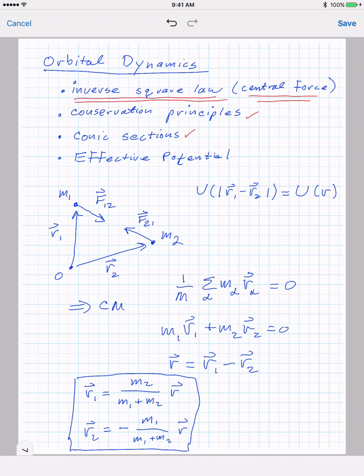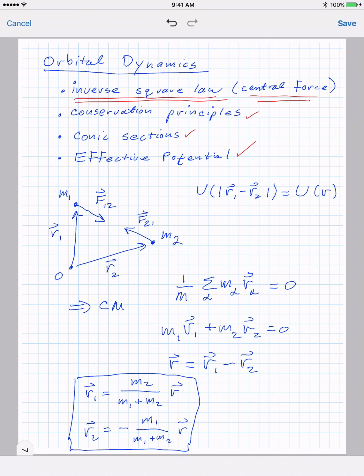And one of the really key concepts of this topic is something known as an effective potential. And so an effective potential is a way of including angular momentum effects, but in a one-dimensional dynamic just on the radius coordinate. All right, so let's consider the case of two bodies.